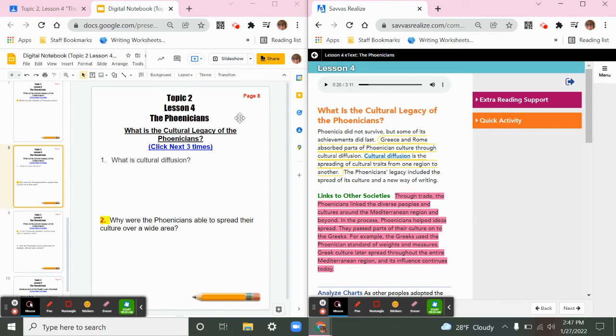So question number 1, page number 8, what is cultural diffusion? You'll be able to find it in the yellow circled area of this first paragraph. So pause the video and get that answer down.